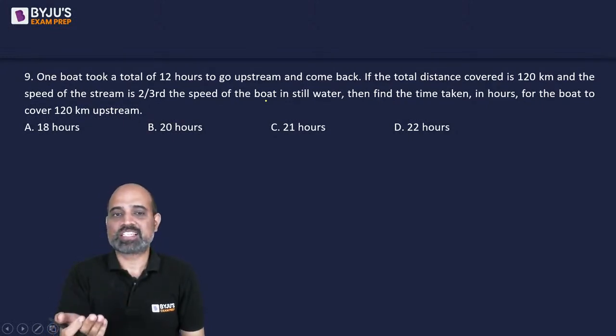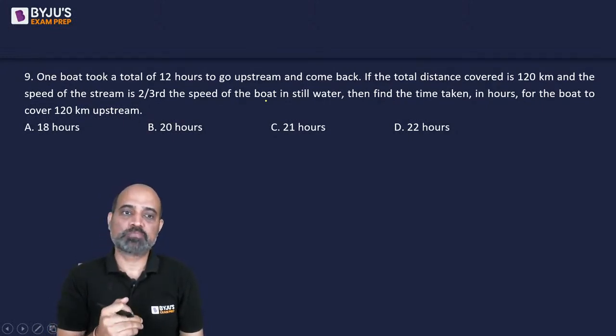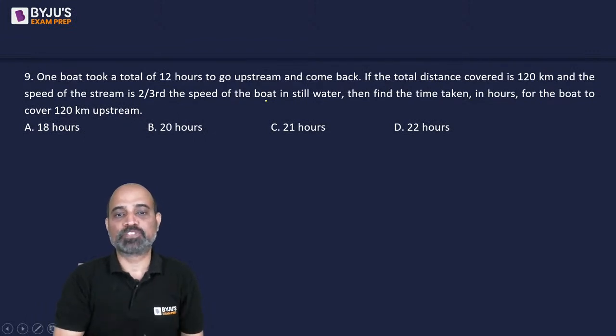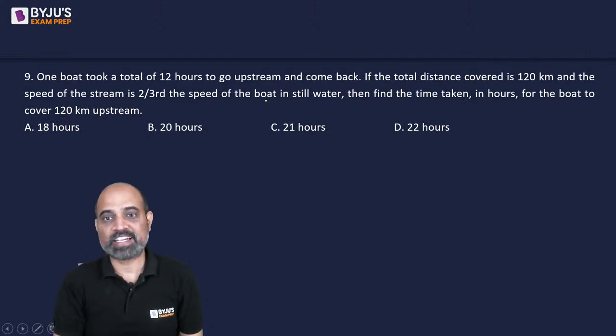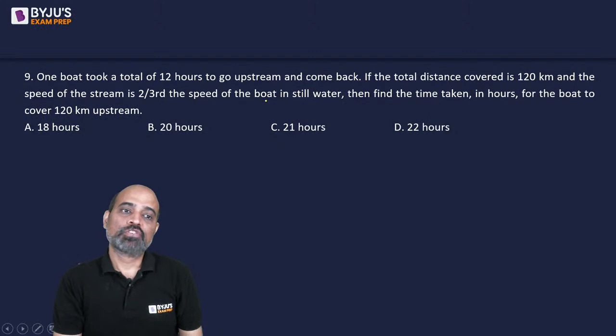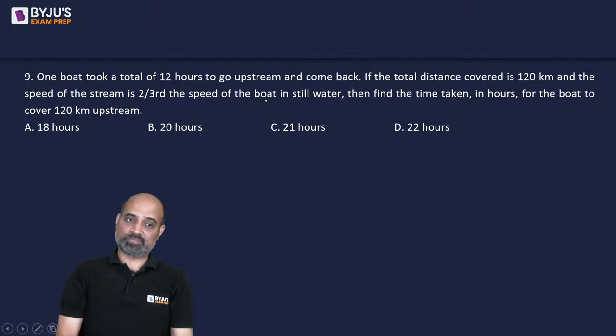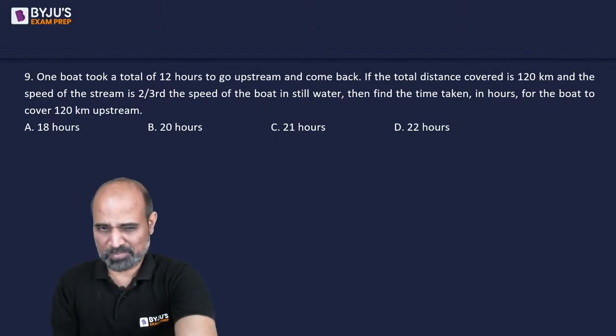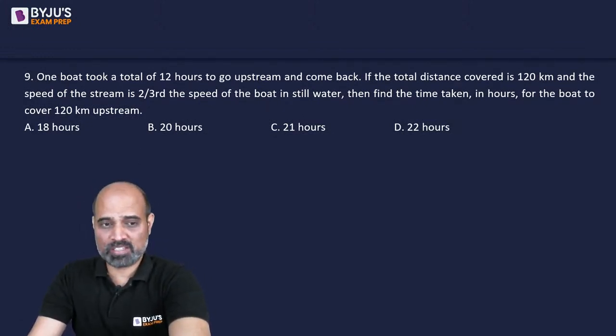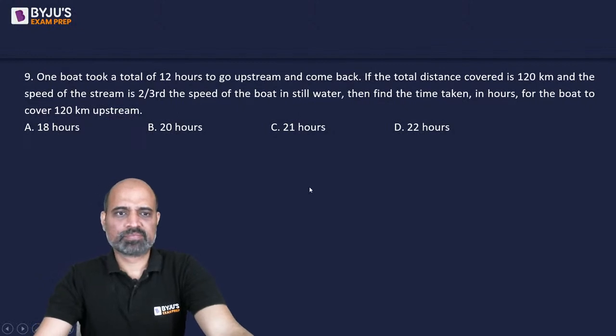If the total distance covered is 120 kilometers and the speed of the stream is 2/3 of the speed of the boat in still water, then find the time taken in hours for the boat to cover 120 kilometers अपस्ट्रीम. ये भी बहुत ज्यादा सिंपल है, डायरेक्ट क्वेश्चन है.